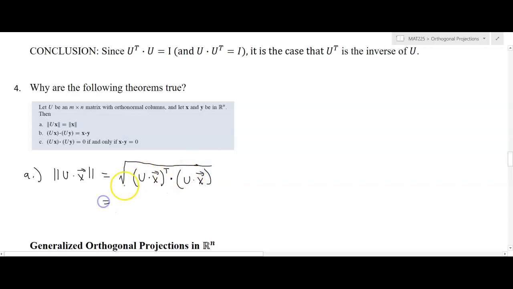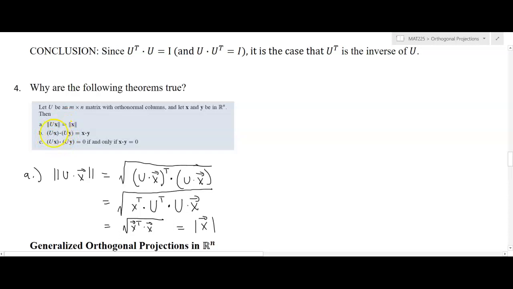Now, when we take the transpose, one of the properties of transposes is that the transpose of a product is the product of the transposed components in reverse. So under the square root we have U transpose U, which is I, the identity matrix. This simply becomes the square root of x transpose times x. And this is just the sum of the squared components of x, which is the magnitude of x. And so that proves bullet point number 1.